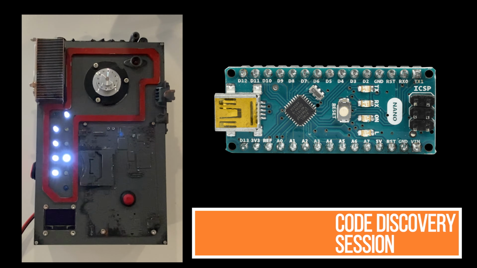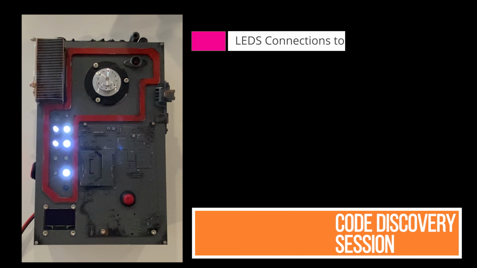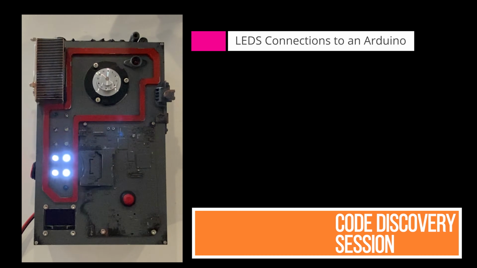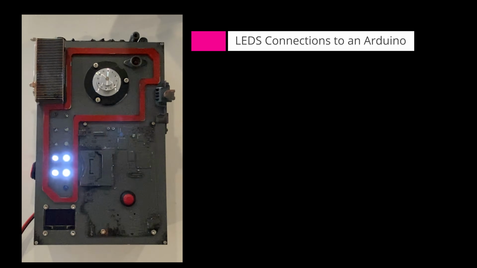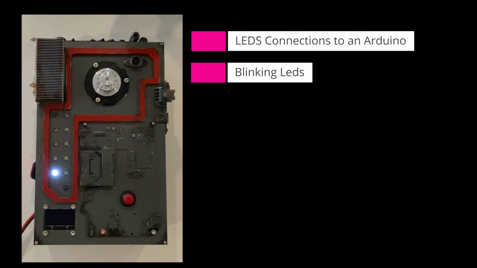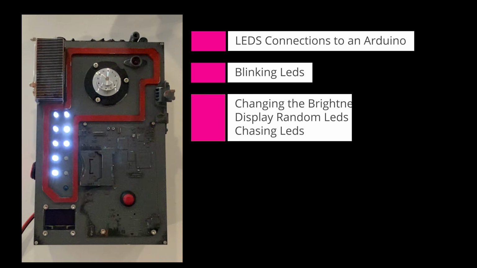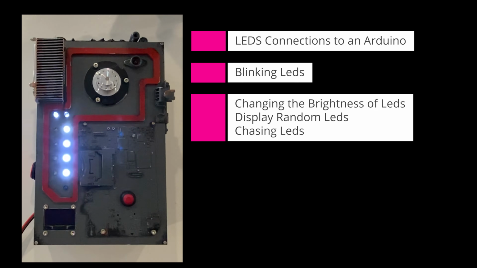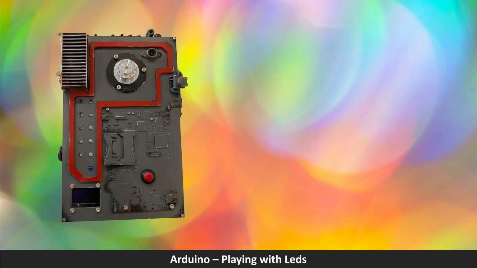In this code discovery session, we will look at the schematic for LED connections to an Arduino and several useful functions to animate LEDs, like blinking LEDs, changing the brightness of LEDs, displaying random LEDs, chasing LEDs, and many more. So let's get started. First, let's look at the connections between the LEDs and the Arduino.